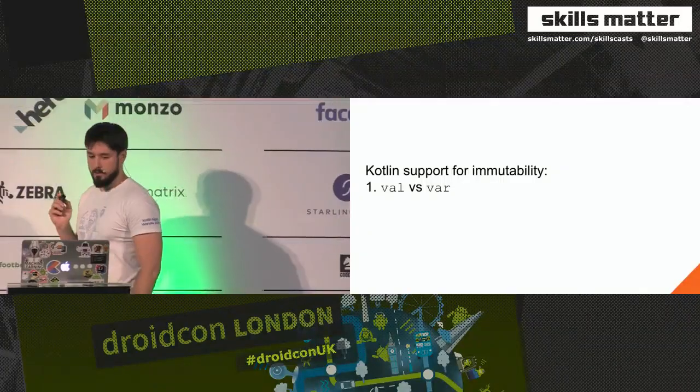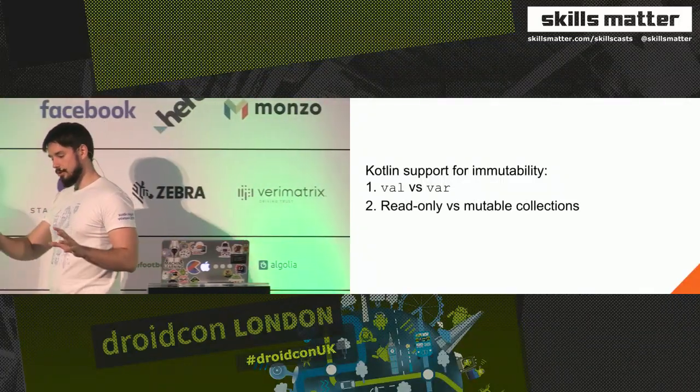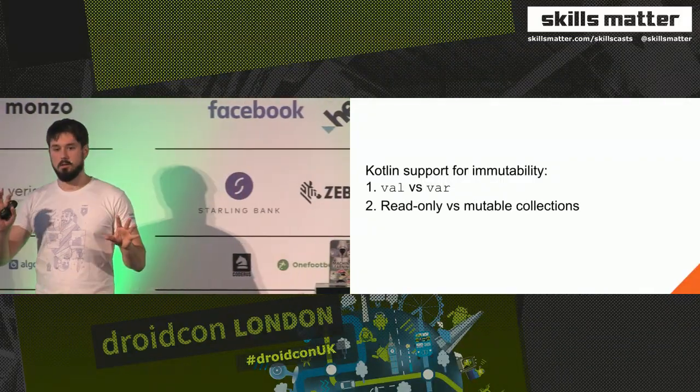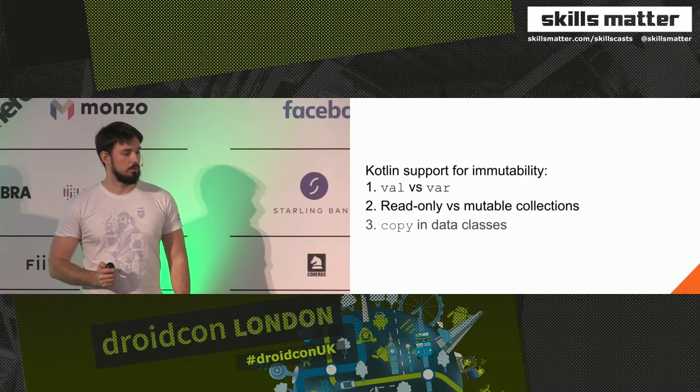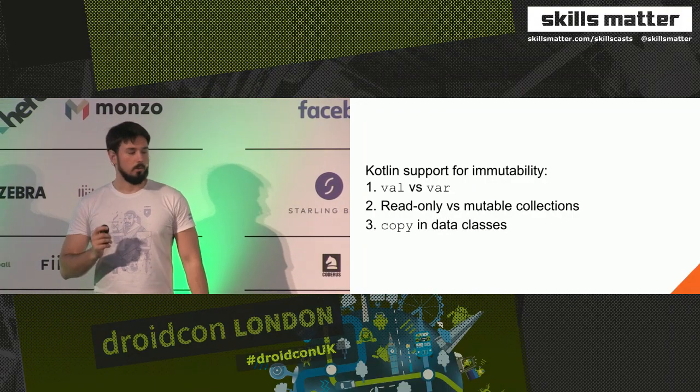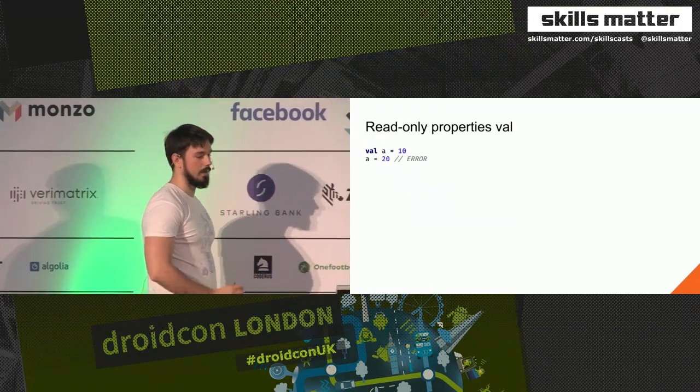My one more conclusion was that Kotlin gives us some important tools. First of all, it distinguishes val and var. So val is something that is read-only, var is something that is mutable. It also made a distinction between mutable and read-only collections, and it introduced copying data classes. So let's talk about them from the beginning.